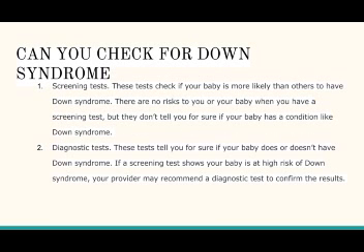So can you check for Down syndrome? Yes, there are 2 ways you can check for Down syndrome. The first way is screening tests. This test checks if your baby is more likely than others to have Down syndrome. There are no risks to you and your baby when you have screening tests. But they don't tell you for sure if your baby has a condition like Down syndrome or not.